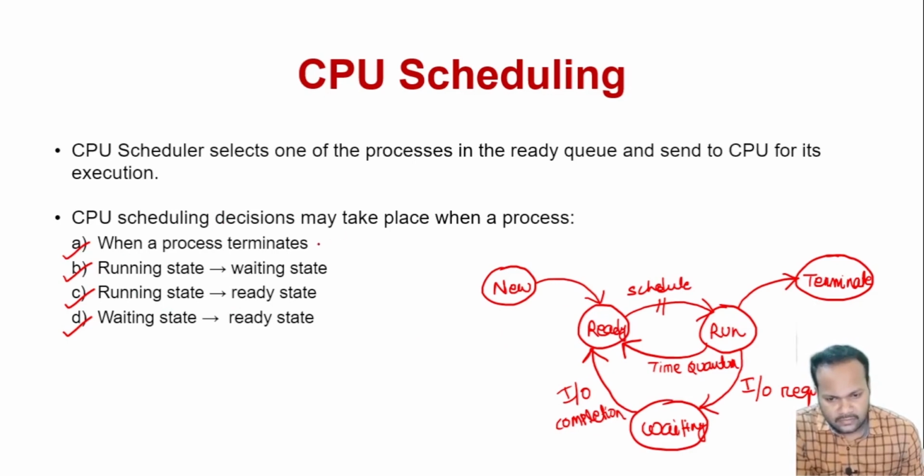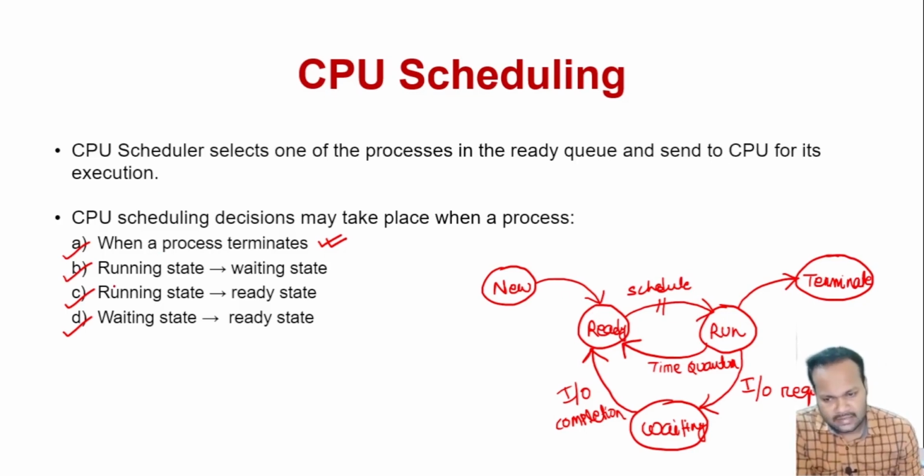Now let's see the first thing. A CPU scheduling decision may take place when a process terminates. Suppose you have a process which is currently running in the system, that means inside the CPU, and finally it terminates. Then, obviously, as the CPU is free, you have to choose one of the processes in the ready state and give it to the CPU. So when a process terminates, you have to invoke the CPU scheduler, which will choose one of the processes and give it to the CPU.